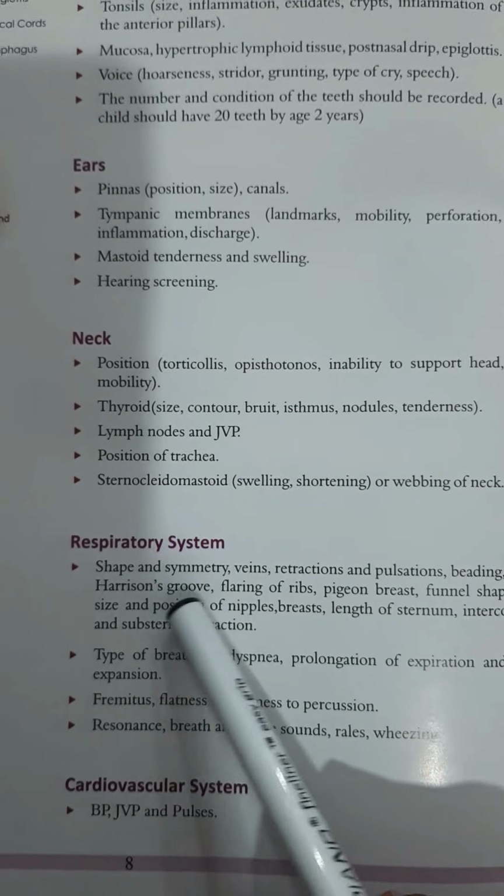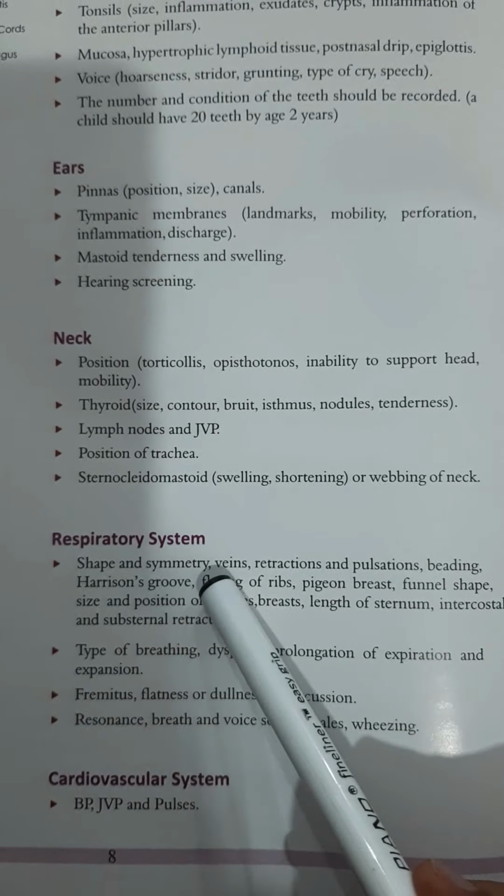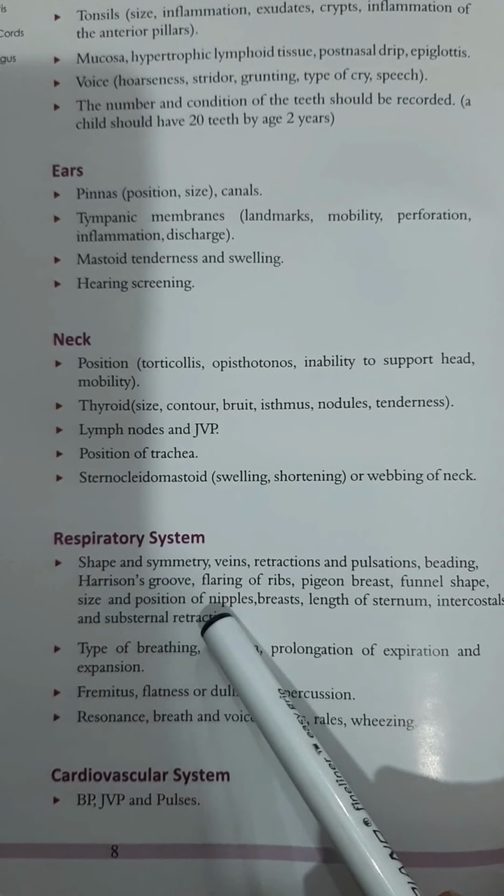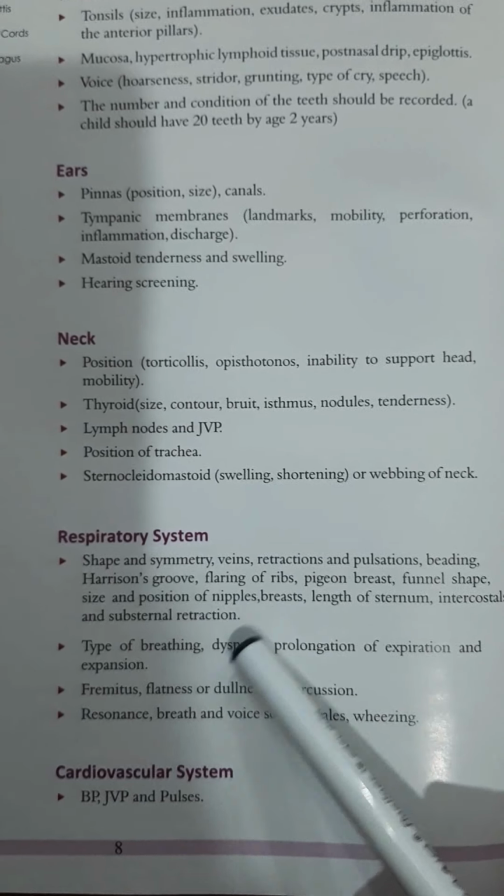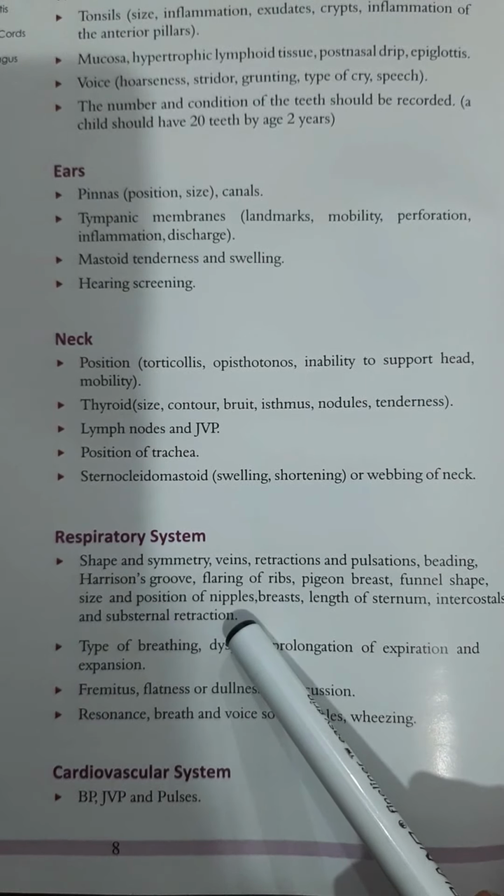In the respiratory system, we will see the shape and symmetry of the chest, veins, retractions, pulsations, beading, Harrison's groove, flaring of the ribs, pigeon breast, funnel shaped chest, or position and size of the nipples, breasts, length of the sternum, intercostal and subcostal retractions, each of which indicates towards a specific diagnosis.